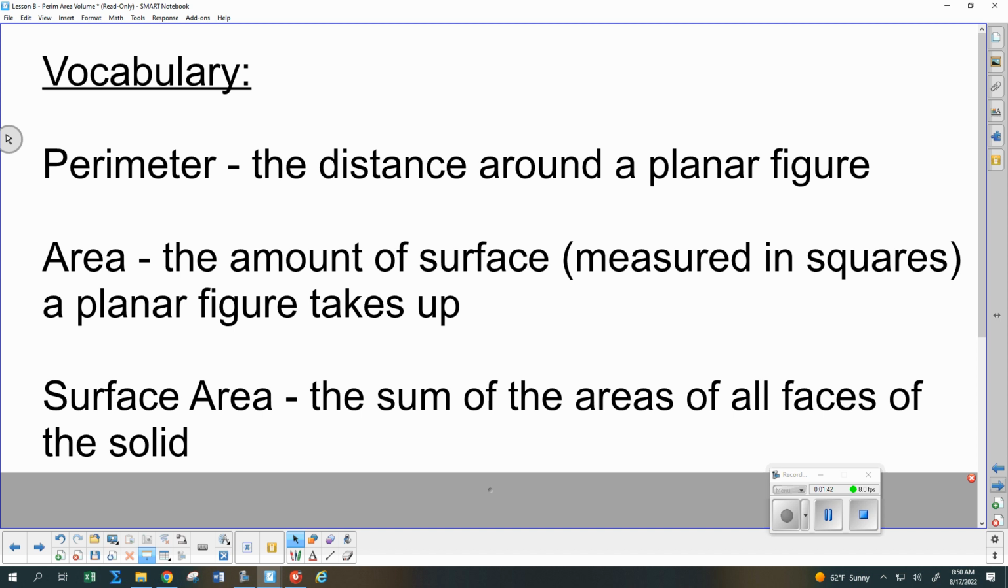Surface area, we take a solid and we add together the area of all of the different surfaces. So if I wanted the surface area of this cone, I'd need the area of the circle, and I would need the area of this slanty, curvy part that goes around the sides. And I'd add those together for the total surface area.